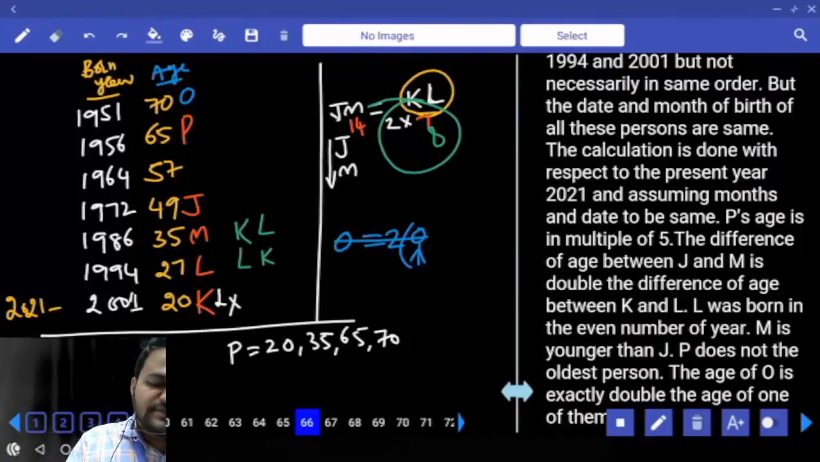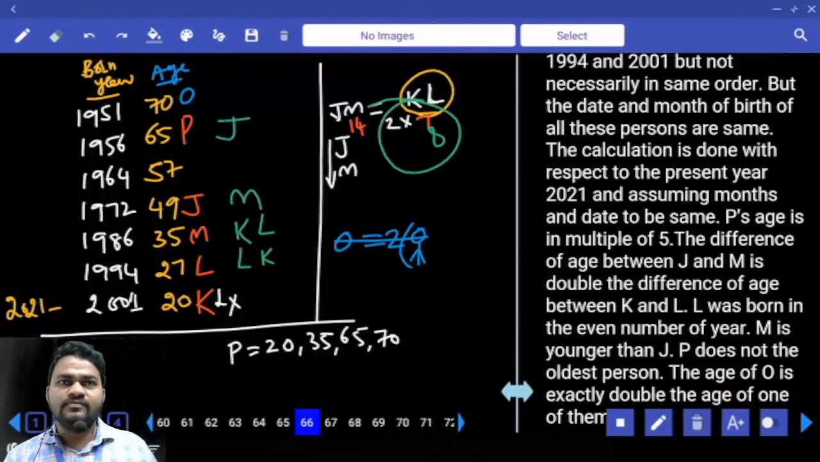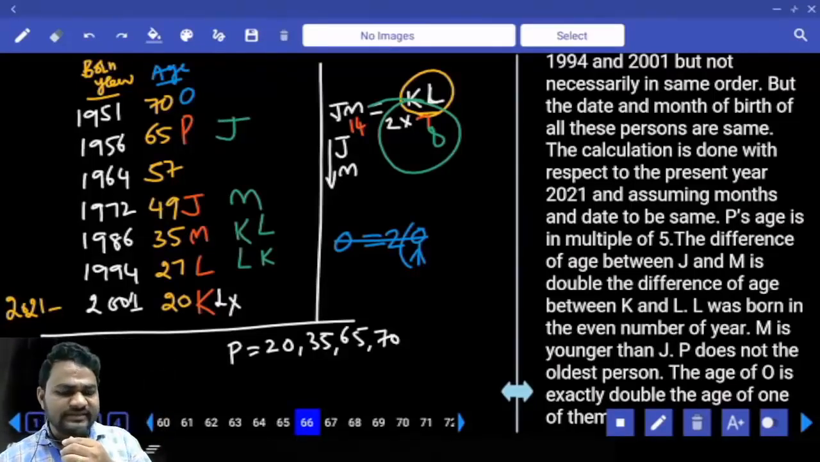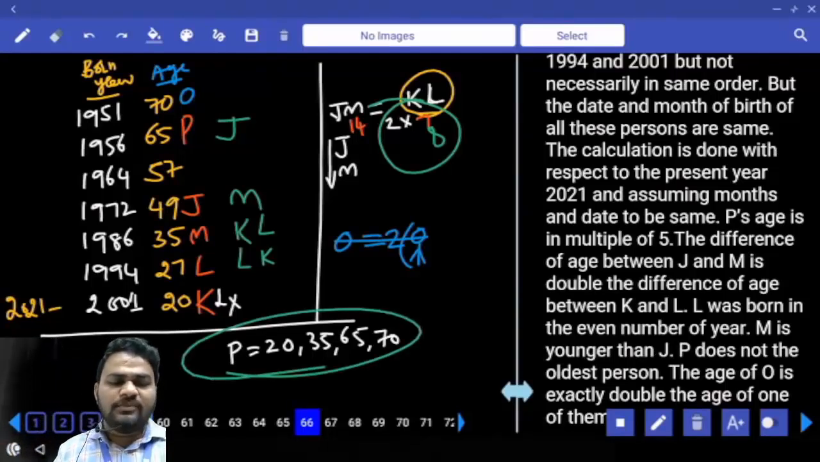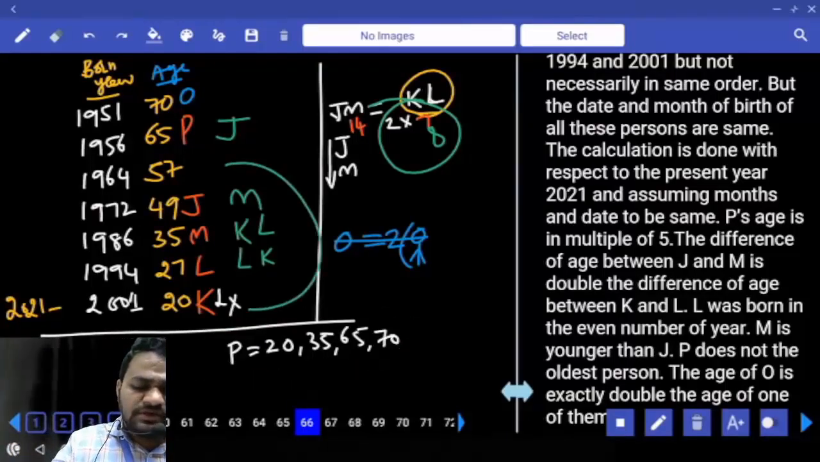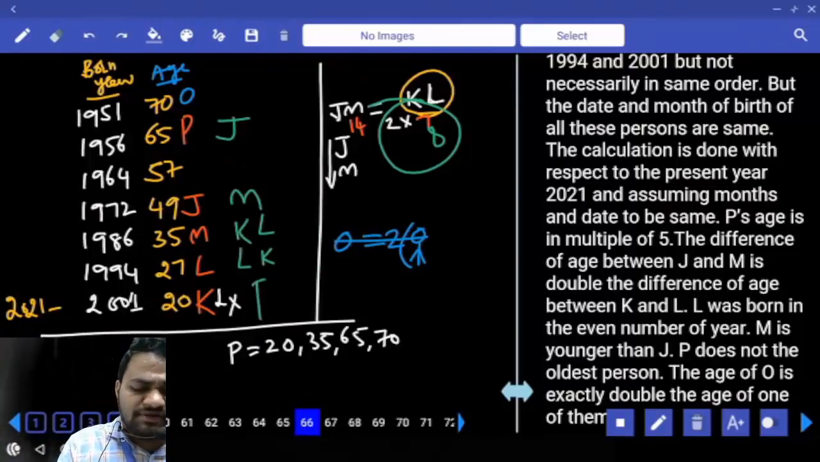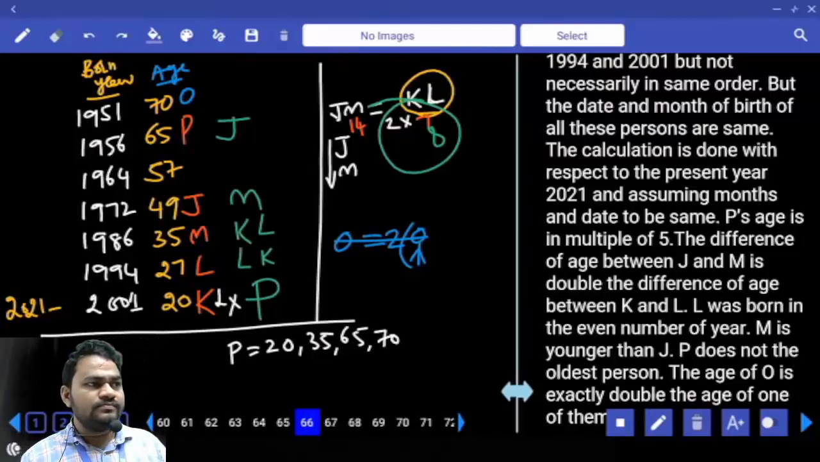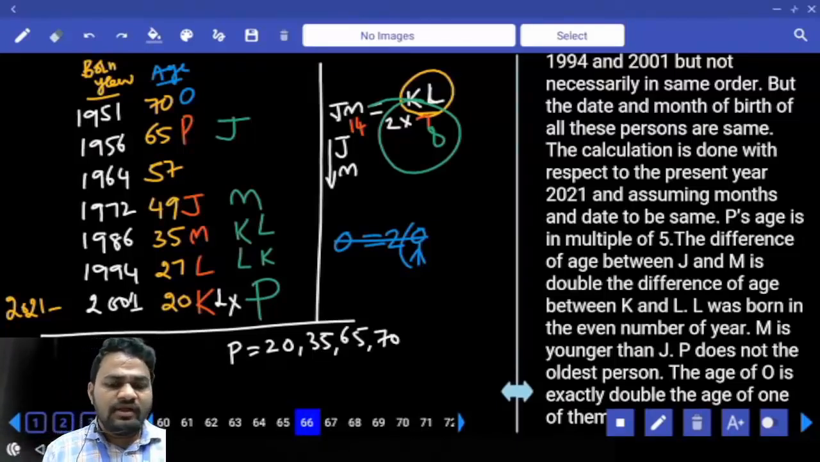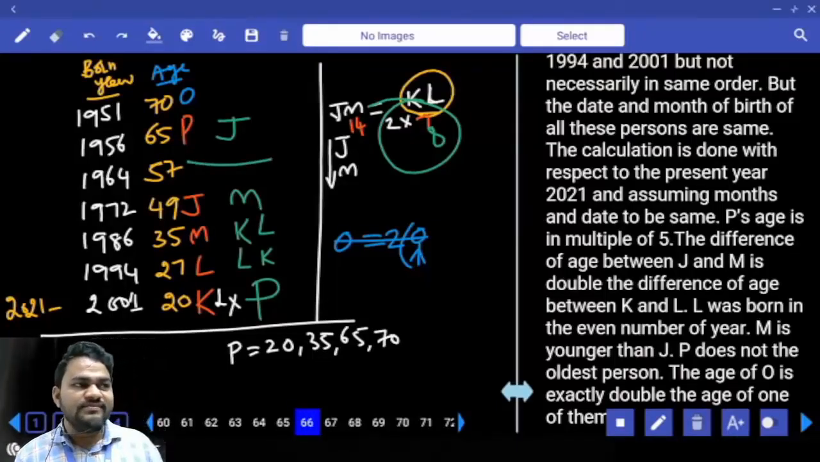So in order to get 16 and M is younger than J, it will be the place of M and then it is the place for J. Possible or not possible? Possible. And P's age should be multiples of 20. Remaining numbers, we have 57 and 20. Multiples of those nothing but we need to place P. And the remaining letter will be fixed here.